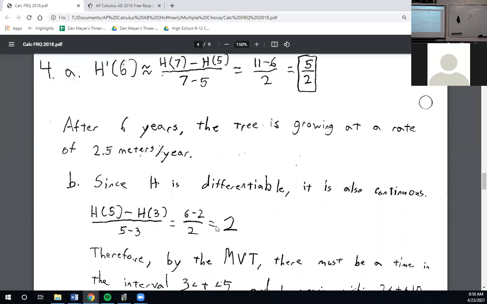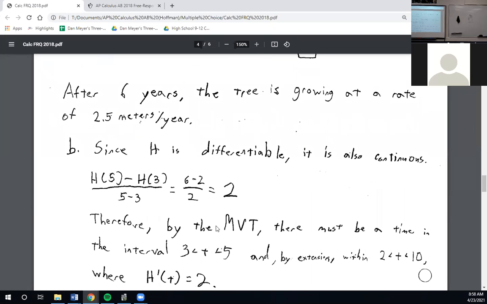Then for part B, mean value theorem. Our f of b minus f of a over b minus a is h of 5 minus h of 3 over 5 minus 3, which ends up being 2. And so between 3 and 5, and by extension between 2 and 10, more specifically between 3 and 5, h prime has to be 2 somewhere in that interval. That's a mean value theorem question.